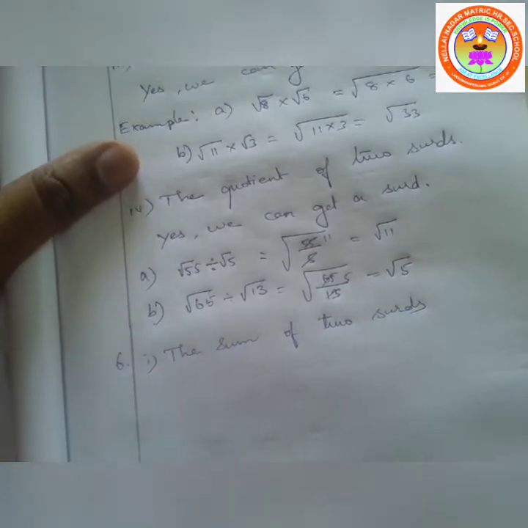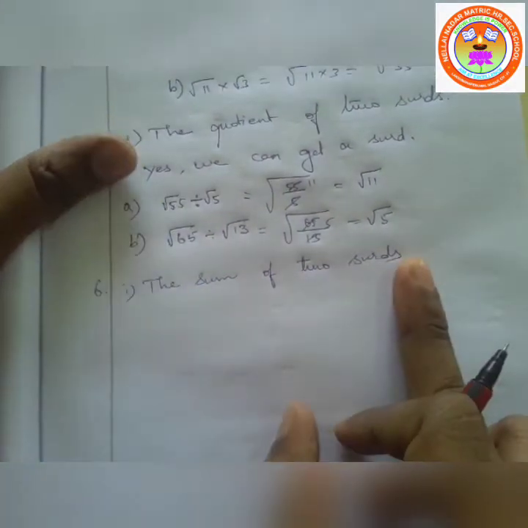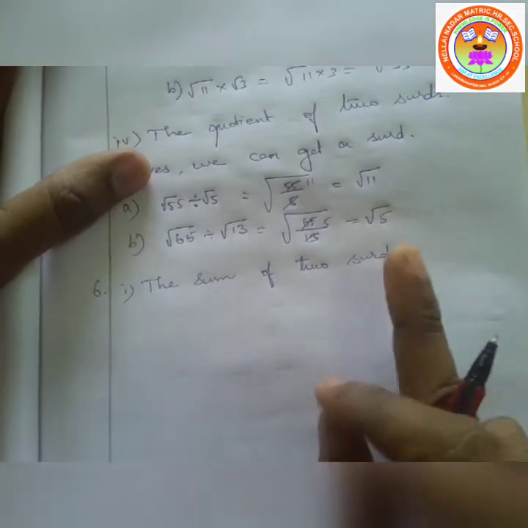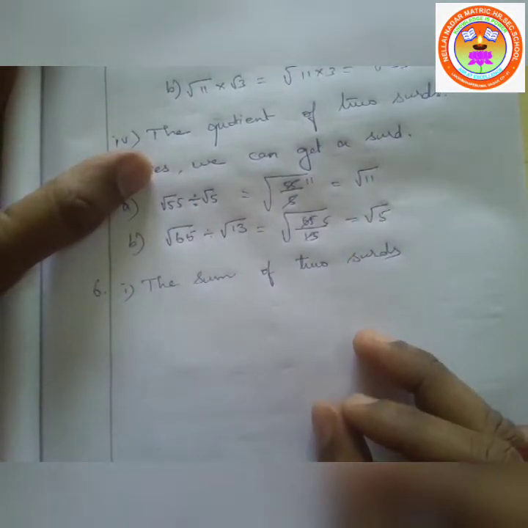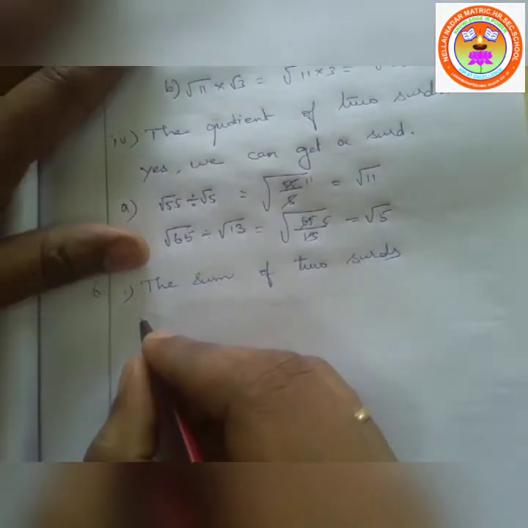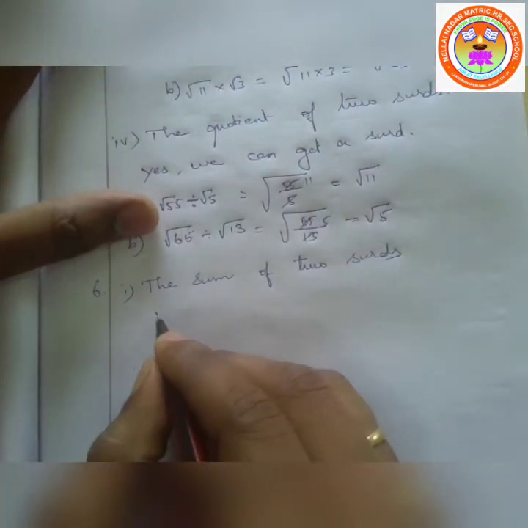The first subdivision is the sum of two surds. If you add two surds, whether you will get a rational number or not, that is the question. So we will see this by using an example. What we have to write?